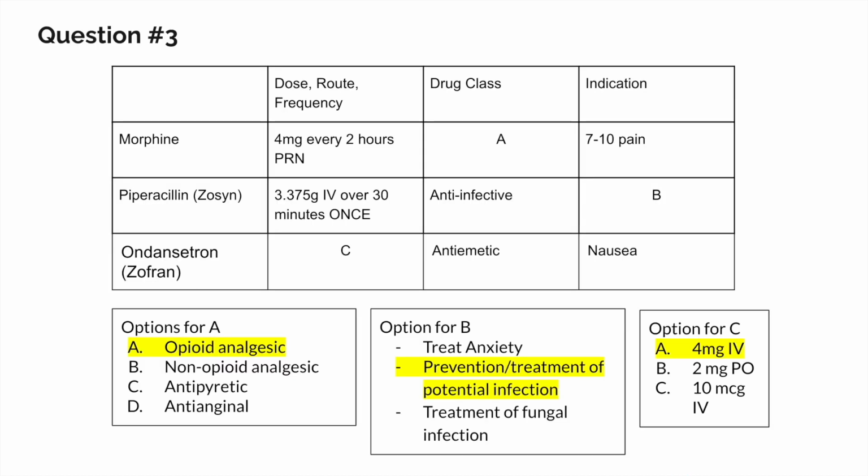Question number 3. So our morphine is given, 4 milligrams every 2 hours PRN. It is an opioid analgesic indicated for severe pain. Piperacillin or Zosyn, 3.375 IV over 30 minutes once. This is an anti-infective, and this one was probably a little bit easier because we know it's an anti-infective, so it's used to prevent or treat potential infection. And then ondansetron or Zofran would give 4 milligrams IV, antiemetic, and it's for nausea.